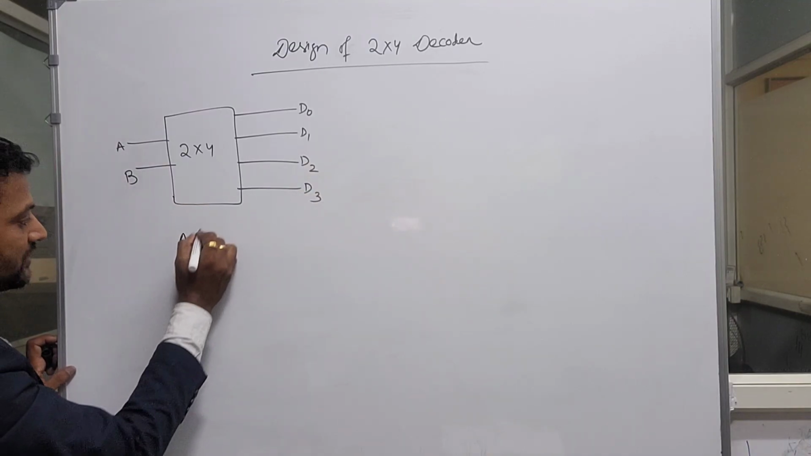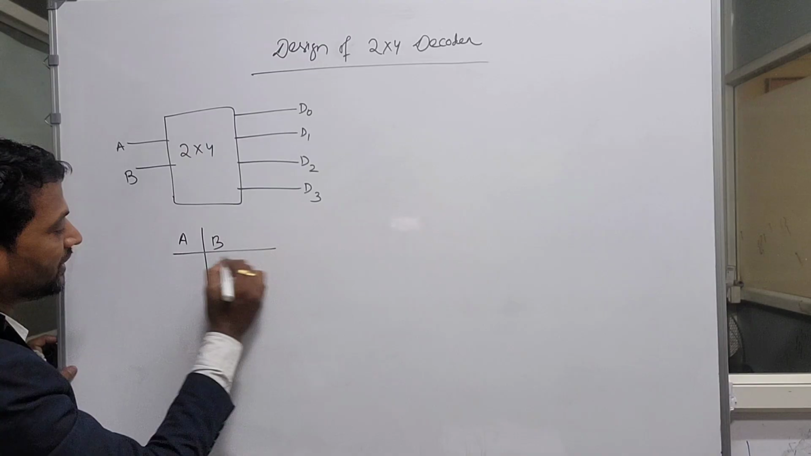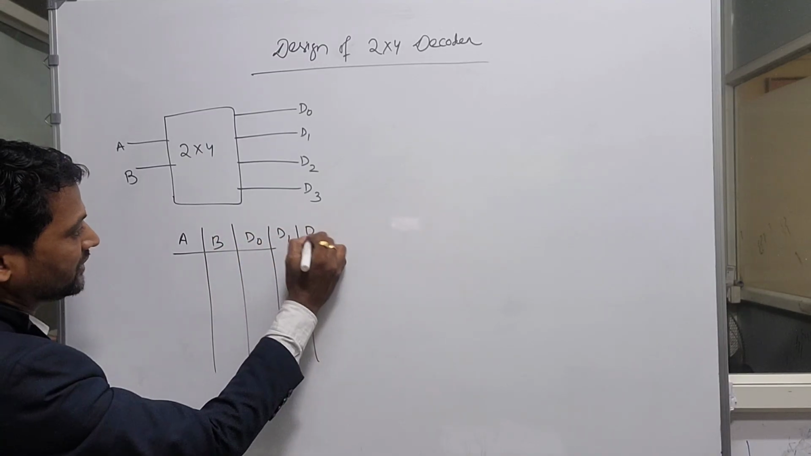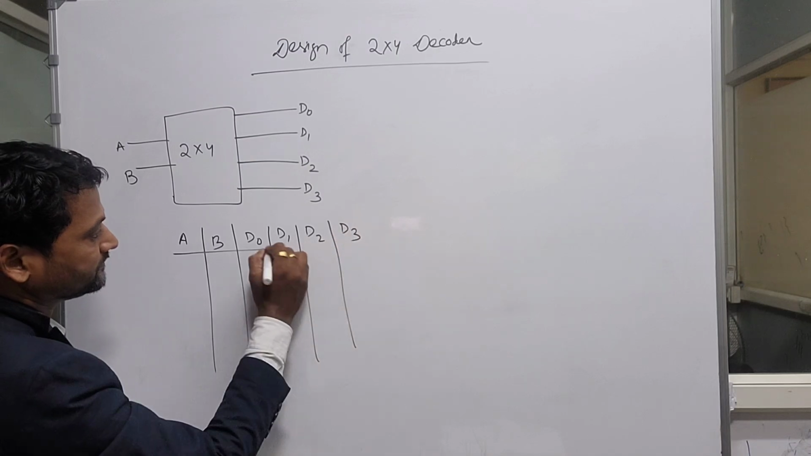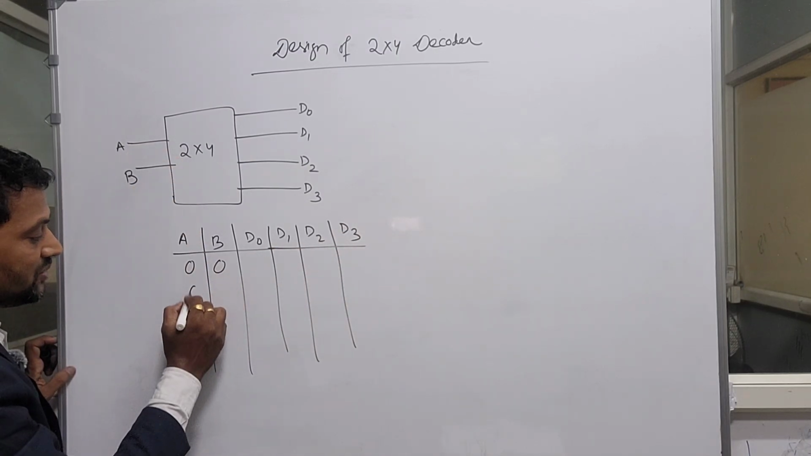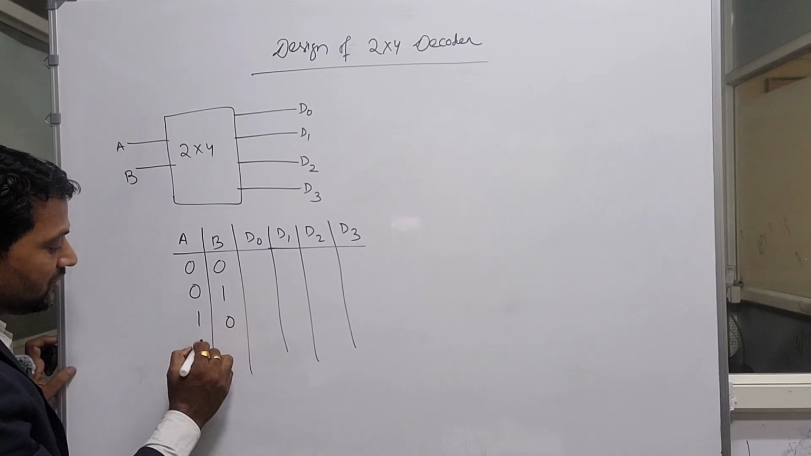So what about its truth table? There are two input A and B, output as D0, D1, D2 and D3. So what are the possibility? What are the possible input? 0 0, 0 1, 1 0 and 1 1.